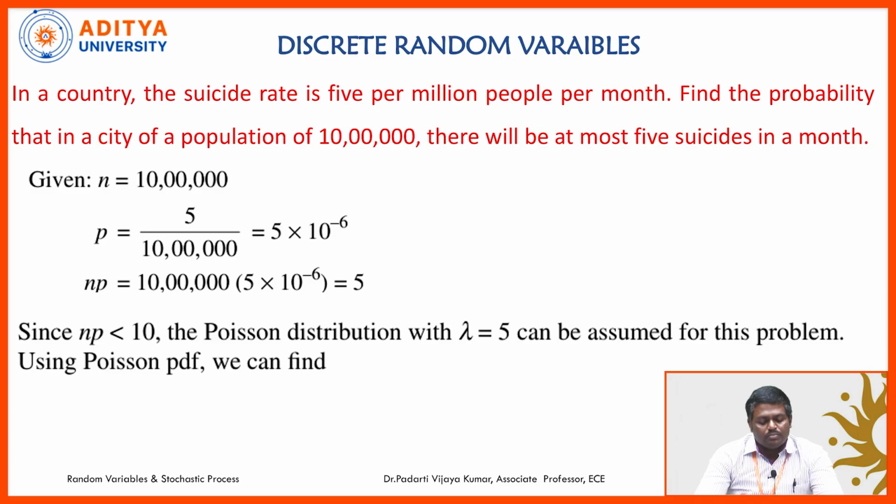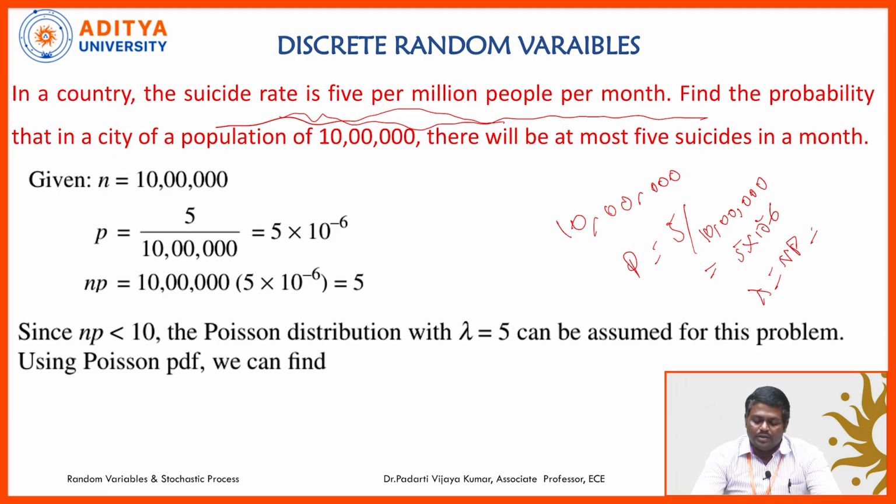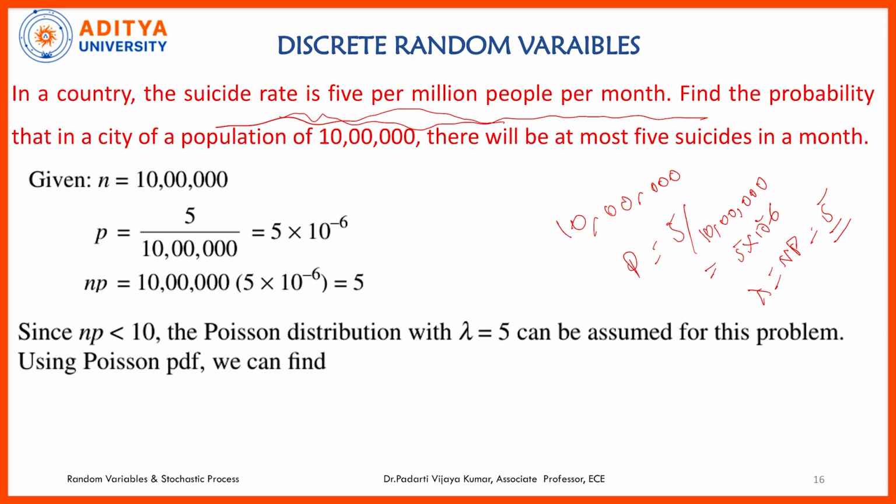So let us see one more example related to the Poisson random variable. In a country the suicide rate is given as 5 per million people. So million people means 10 lakh people. The probability of success will be 5 into 10 power minus 6 and the average value lambda will be NP, you will get 5, average value is 5. Find the probability that in a city of population of 10 lakh, there will be at most 5 suicides.